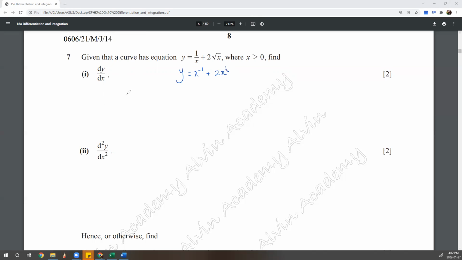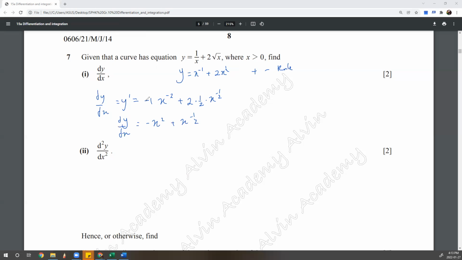So to find dy/dx, it's quite simple using the adding or subtracting rule. Use the power rule. dy/dx, or y accent, will equal -1 times x power -1 minus 1, which is -2, plus 2 times, because this is the constant it will remain there, half times x power half minus 1, which is -half. So the answer will be dy/dx, or y accent, equals -x power -2 plus x power -half, right? So that's the first answer.